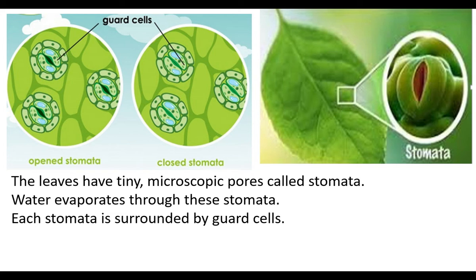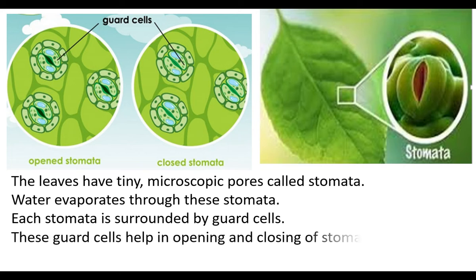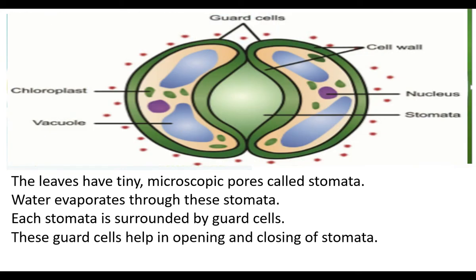Here are 3 closed stomata and 3 open stomata. Guard cells open and close the stomata. These guard cells help in opening and closing of stomata. During daytime, the guard cells open the stomata. During night time, the guard cells close the stomata. This diagram shows open stomata. Here there are 2 guard cells. The guard cells help in opening and closing of stomata.